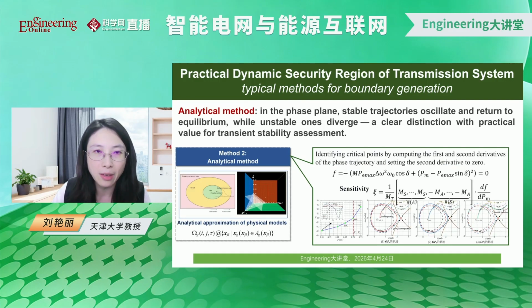The second method is the analytical method. I think it is very simple to understand. That means we use a mathematical way to conclude how we can obtain the practical boundary for the PDSR. However, during the past decades of research, we had to simplify some conditions. Then we can get the analytical equation for this part. So for the analytical method, maybe it's fast.